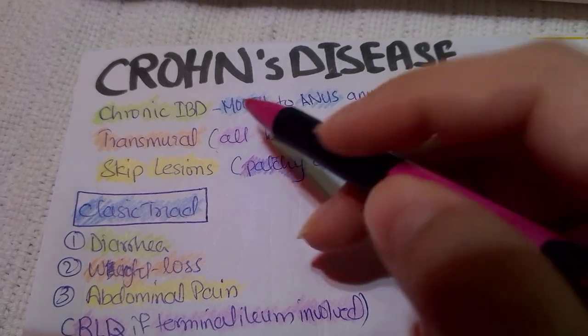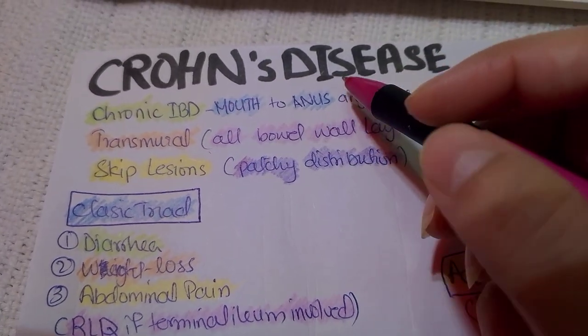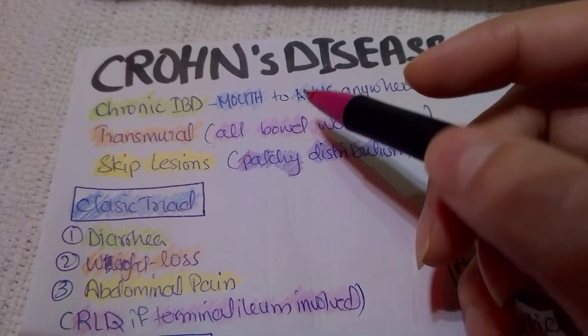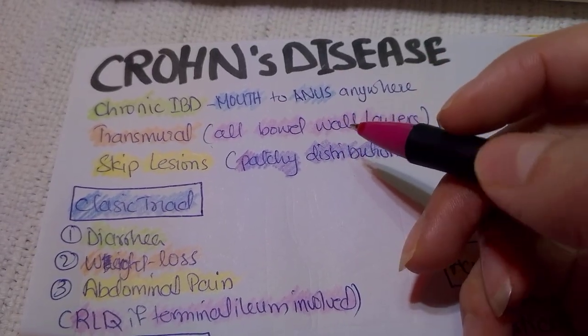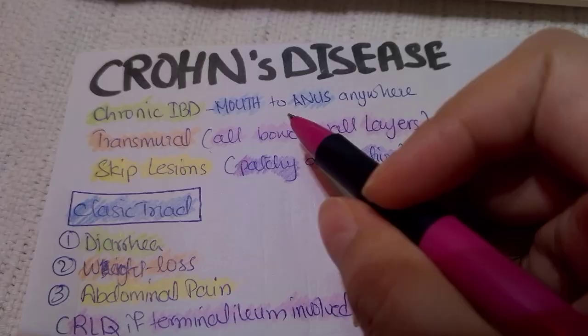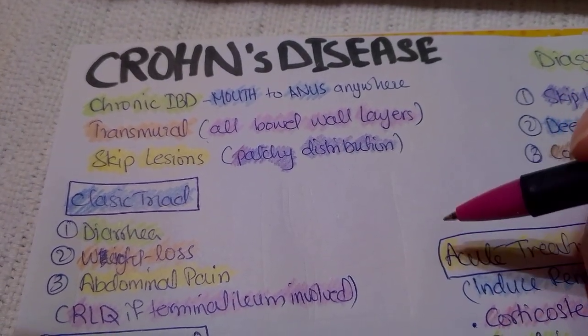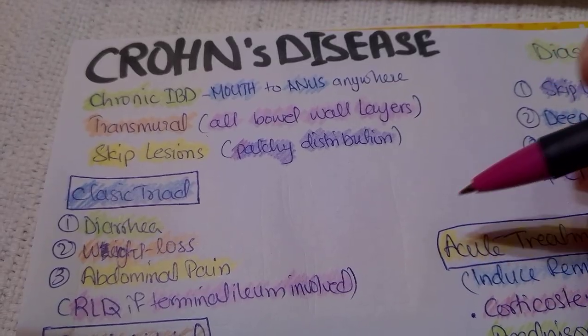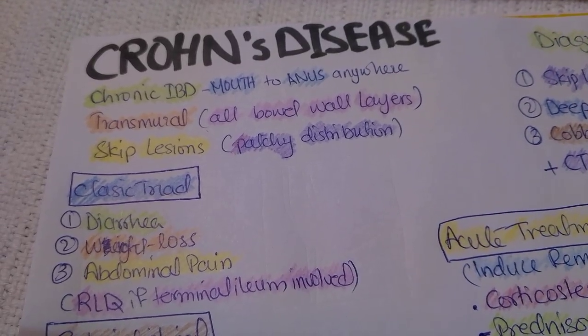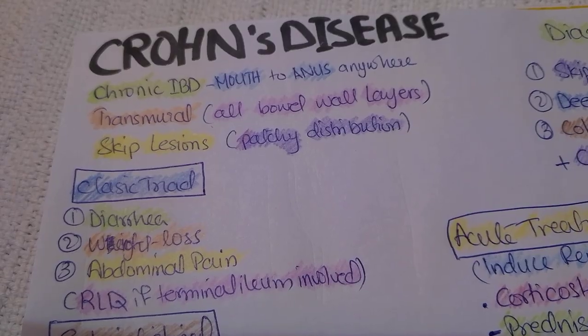Everyone, today we are going to cover Crohn disease. So it's a chronic inflammatory bowel disease that affects anywhere from the mouth to anus, unlike ulcerative colitis, which stays in the colon. Crohn is unpredictable and can show up anywhere in the GI tract.